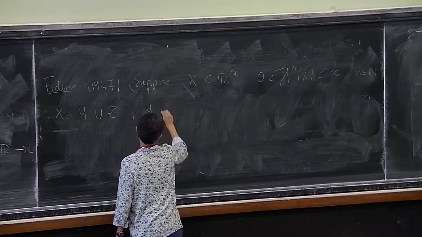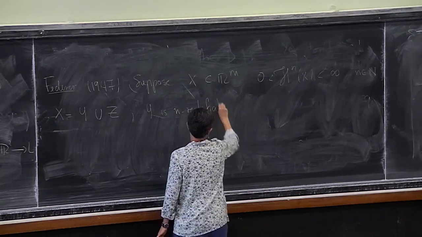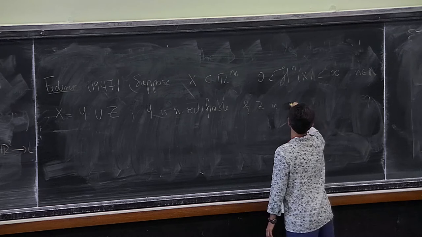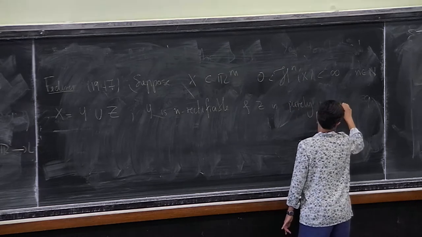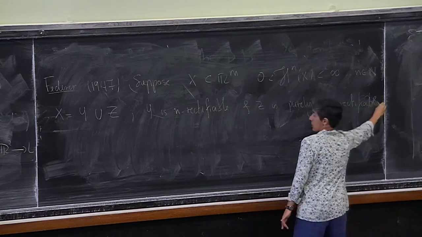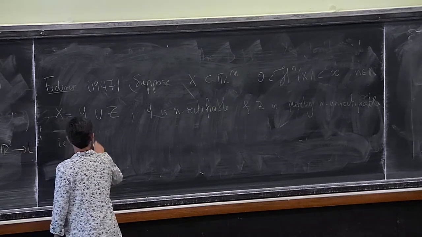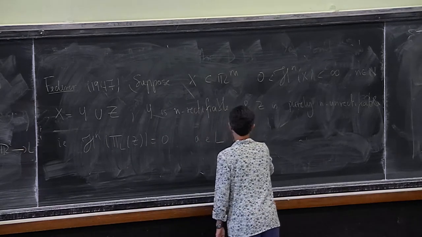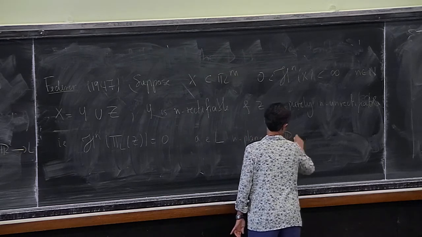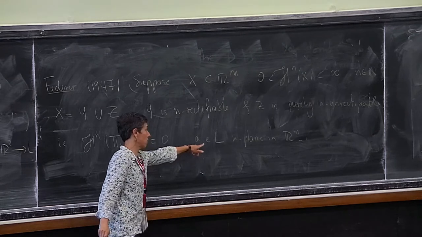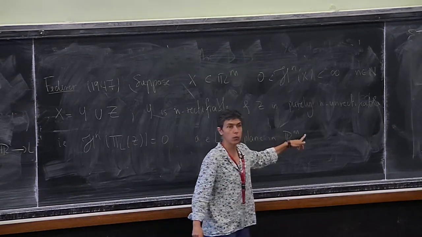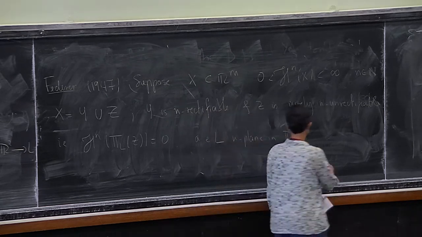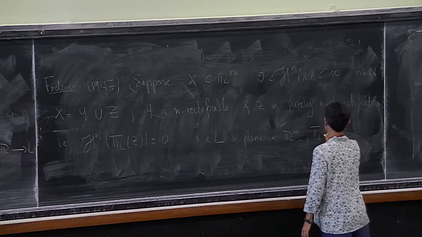Where y is n rectifiable, and z is purely n unrectifiable, which means exactly the same thing, i.e., Hn of pi_L of z equals 0 for almost every n-plane L in Rm. And so this almost every has to do with the Hausdorff measure on the Grassmannian. If you don't know what that means, don't worry too much. It means that I can put a measure on the set of n-planes in Rm. And pi_L is, of course, the orthogonal projection.